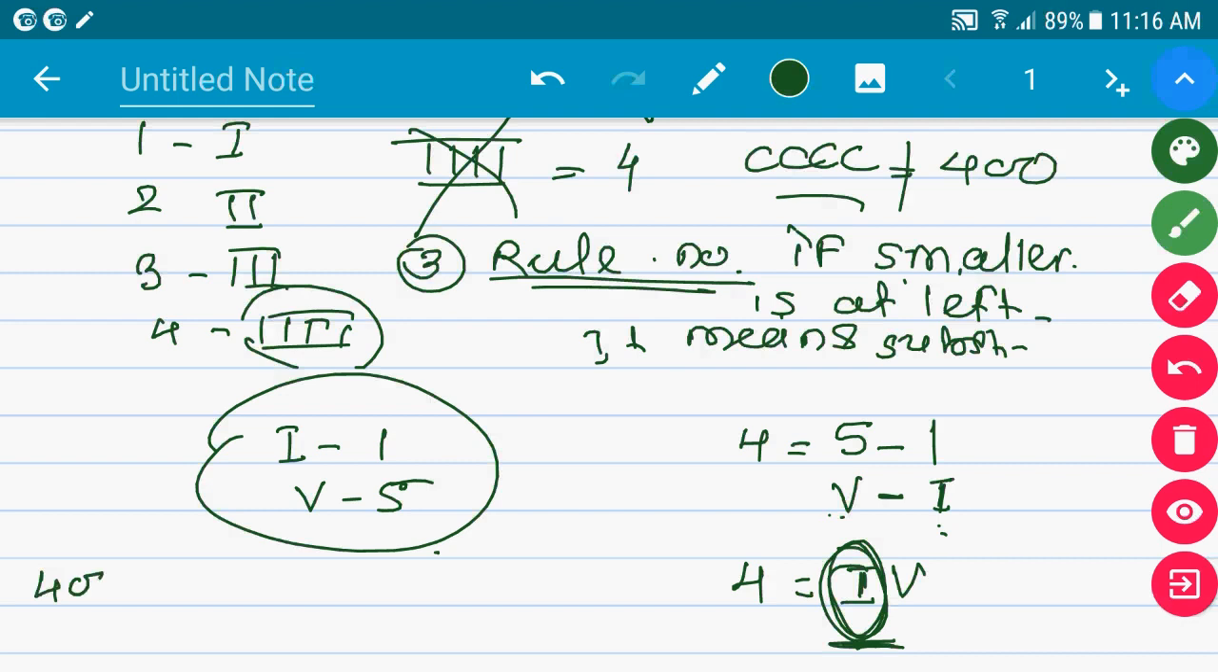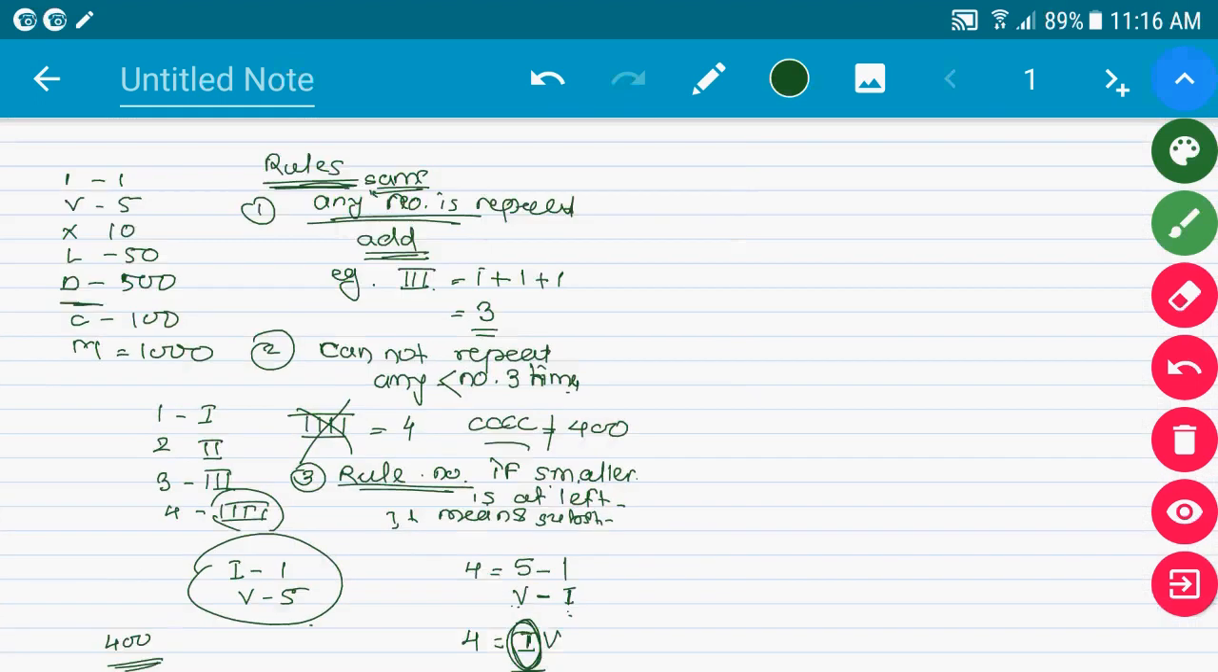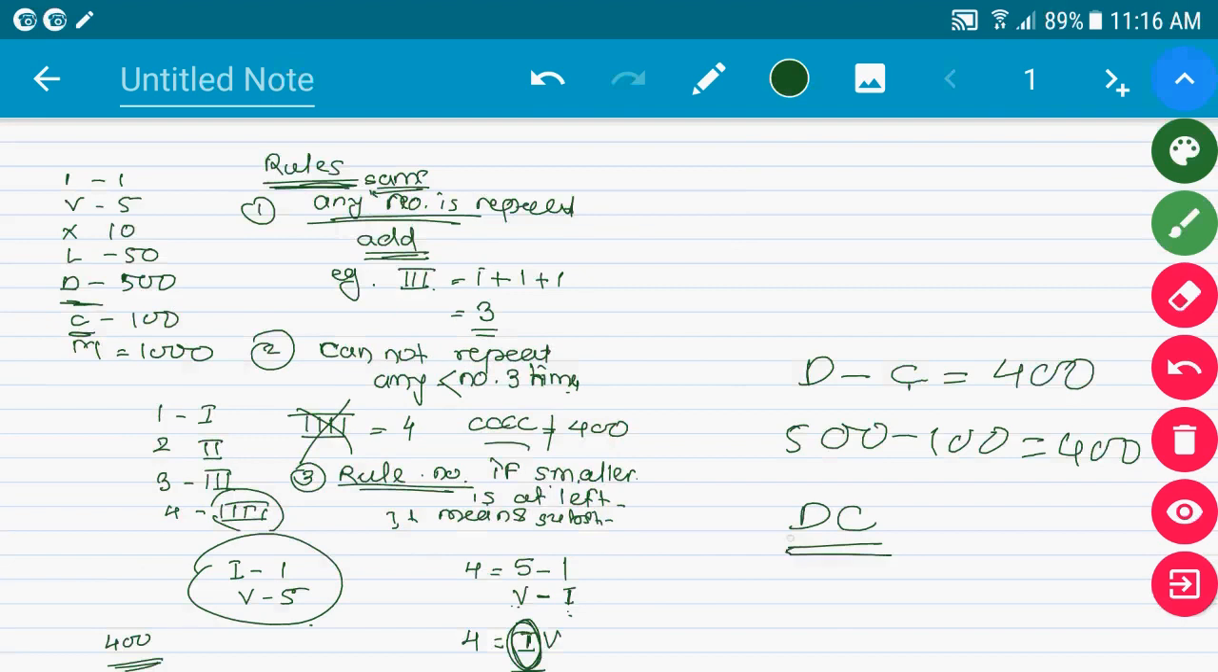Okay. The same thing for 400, what should I write? Now go back. What does 500 mean? D means 500 and C means 100. If I subtract C from D, D minus C is equal to 400, because 500 minus 100 is equal to 400. But I cannot write DC. I have to write CD. If I write DC, it means we have to add. If the smaller number is at the right, then add. This is our fourth rule.